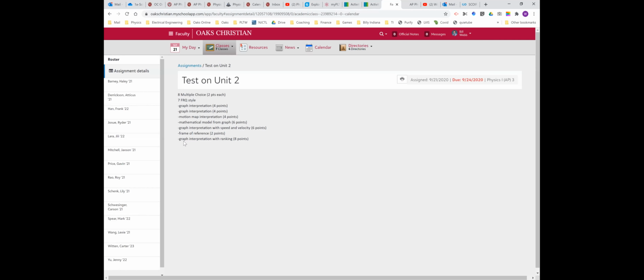The second to the last free response style question is just like 1-sentence answers describing some frame of reference scenarios. So just making sure you understand the idea. You don't have to define frame of reference, but you need to think through some frame of reference examples I give you and explain why the scenario makes sense.